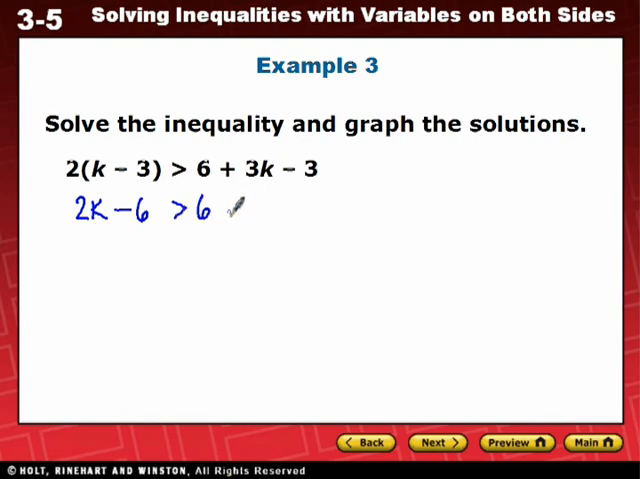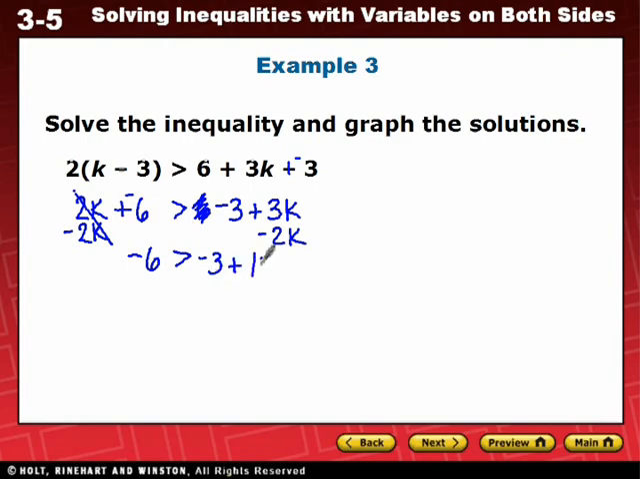On the right, I'm going to do 6 minus 3 while I have a chance. So let's get rid of that. And actually have negative 3 plus 3k. Okay, now I'm going to get all my k's together on one side. I've got more on the right, so I'm going to subtract 2 k's off of the left side. And I get negative 6, don't lose that negative sign, is greater than negative 3 plus 1k.